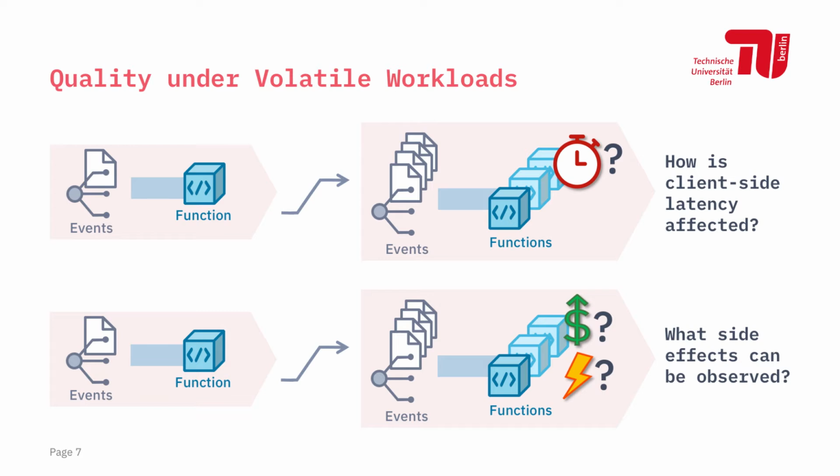In order to visualize our question a little bit more clearly, I want to show you this graphic here. As you can see, we are interested in the quality of these platforms under volatile workloads. Specifically for these platforms, how is the client-side latency affected during a volatile workload change? And also, what other side effects can be observed from the client side, such as failures or cost impacts?